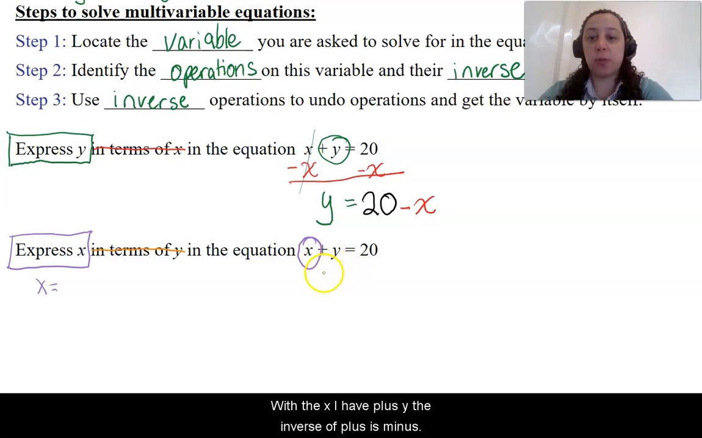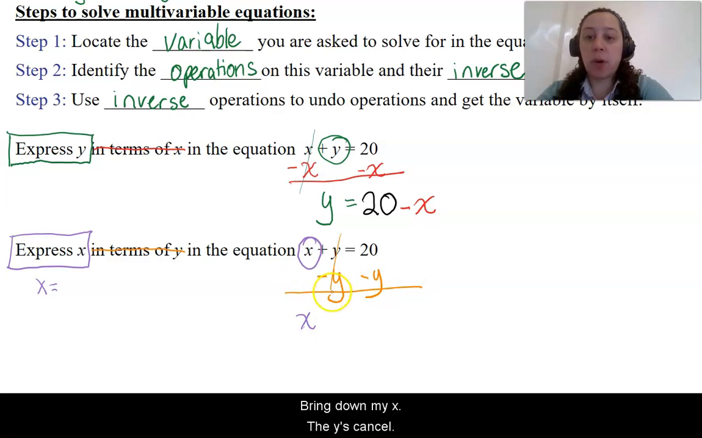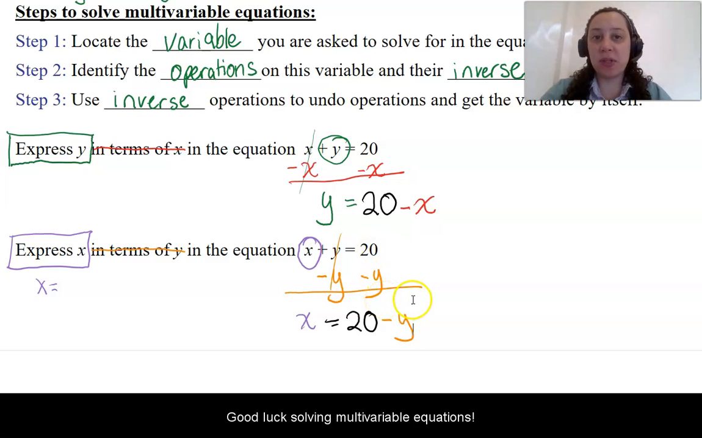The inverse of plus is minus. So I will do minus y on both sides. Bring down my x, the y's cancel, equals, bring down the 20, and bring down the minus y. Again, these are not like terms, so we cannot subtract them. Good luck solving multivariable equations.